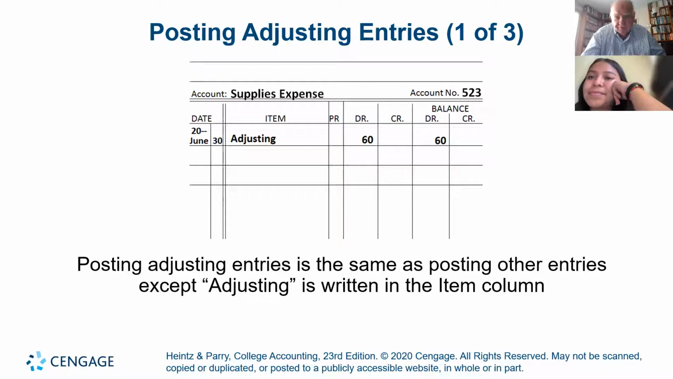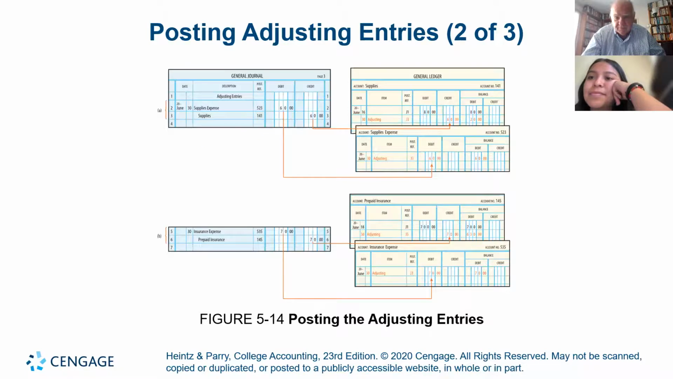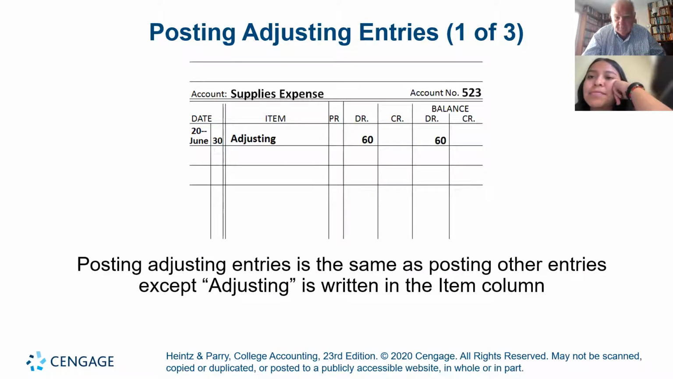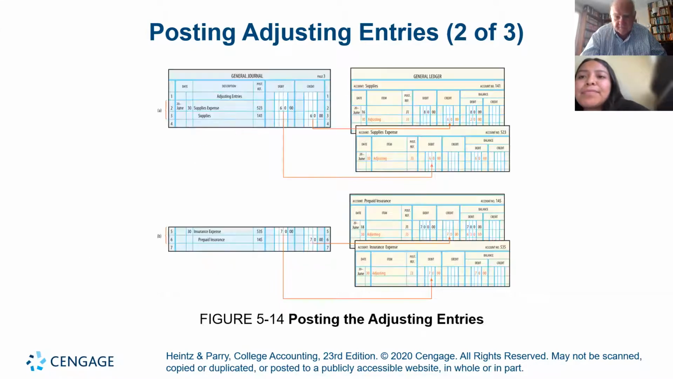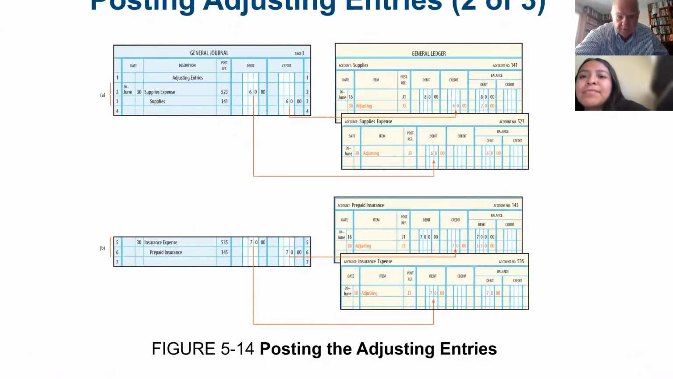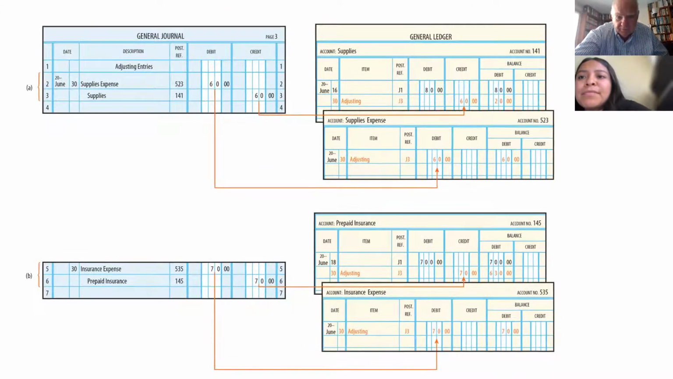We had $60 worth of supplies expense. You debit supplies expense, and that brought the balance up to 60. Here's the prepaid insurance. The prepaid insurance was 700, and now we reduced it by 70. Okay.